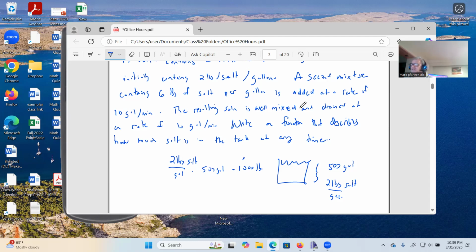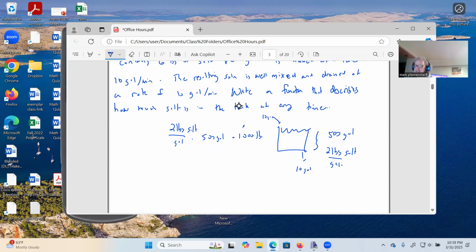So we have a second mixture containing 6 pounds of salt per gallon added at a rate of 10 gallons per minute. The resulting solution is well mixed. That's an important assumption we make, that this is mixed up and then drained off at a rate of 10 gallons per minute. So it usually leaves at the same rate that it's entering. This is coming in at 10 gallons a minute, and this is leaving at 10 gallons per minute. And we're going to try to figure out how much salt is in here.